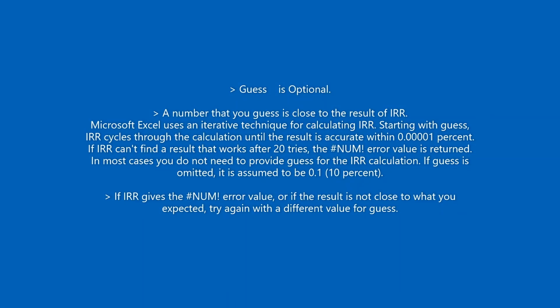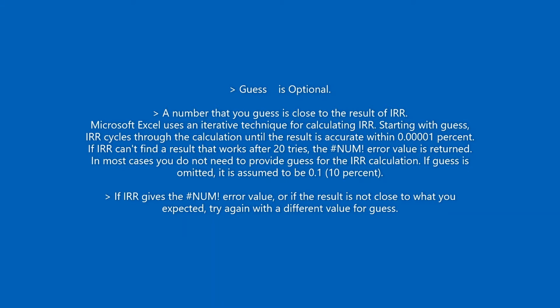The next one is guess and it is an optional input value. It is a number that you guess is close to the result of IRR. Excel uses an iterative technique for calculating IRR, starting with guess. IRR cycles through the calculation until the result is accurate within 0.00001%. If IRR can't find a result that works after 20 tries, the #NUM! error value is returned.